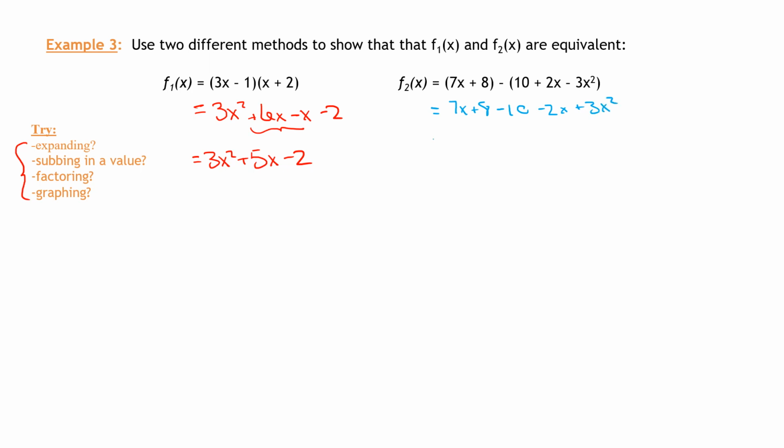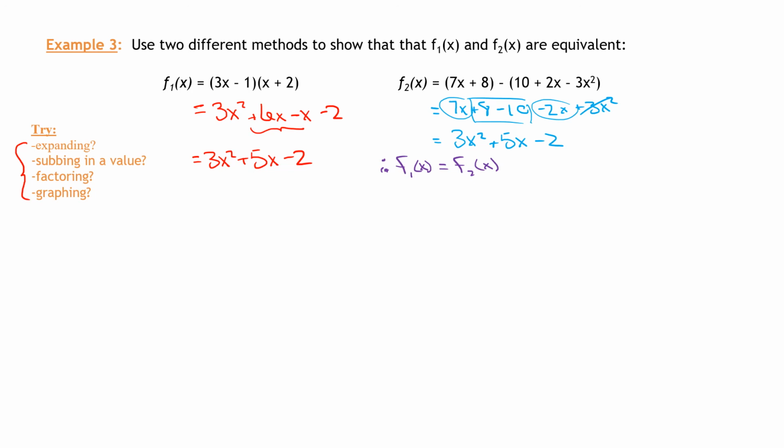And now I'm going to put it all in order and collect like terms. I'm going to start with my highest power first. That's the 3x squared, so I'll write that first. Then my x's: I've got a minus 2x and a positive 7x, so that's plus 5x. And then my constants give me minus 2. So these two are equivalent. Let me just write that out. Therefore, f1(x) is equal to f2(x). We got them to be the same thing.